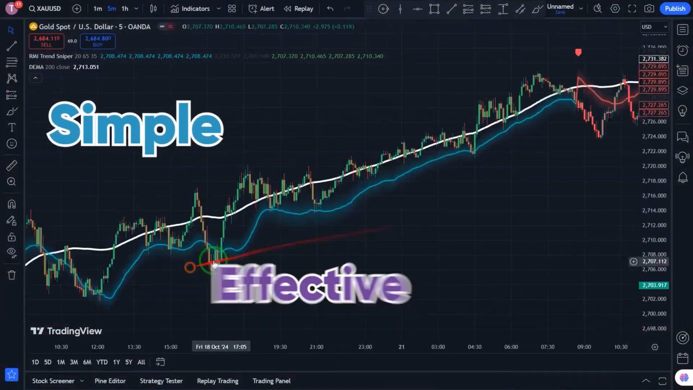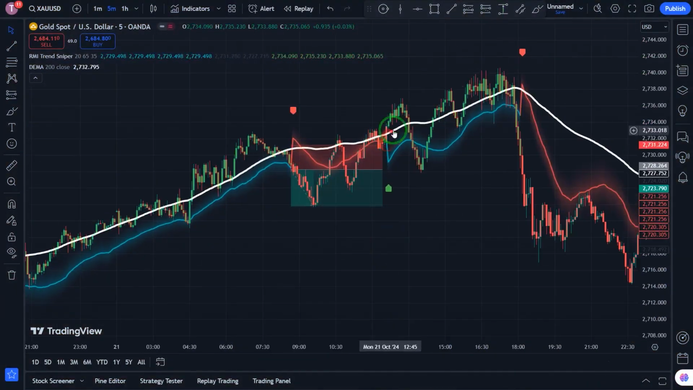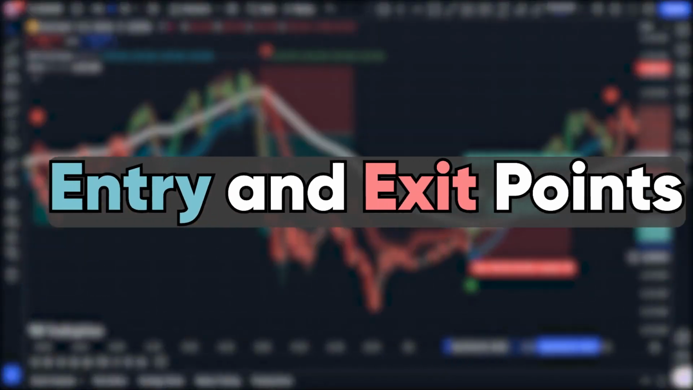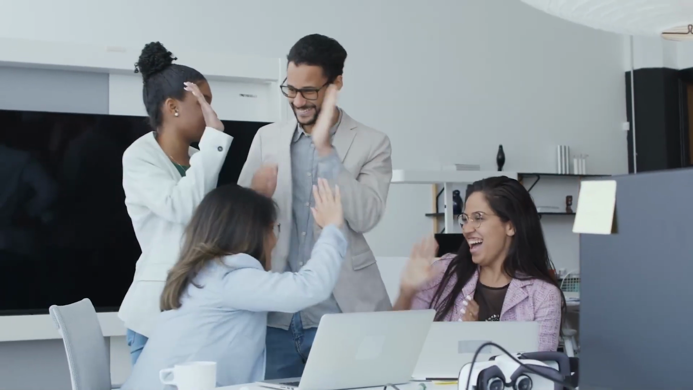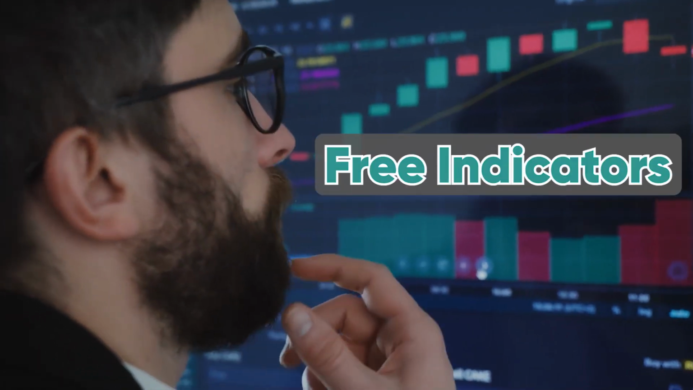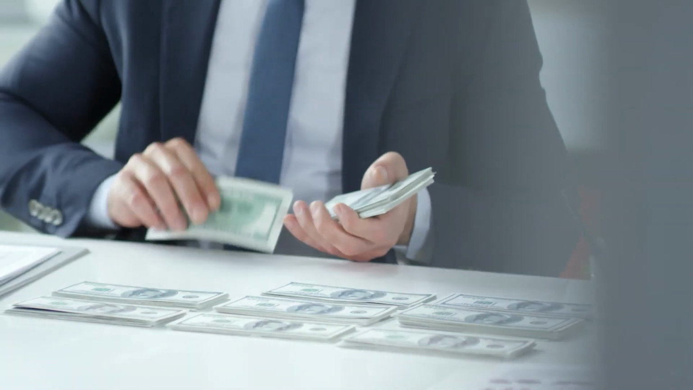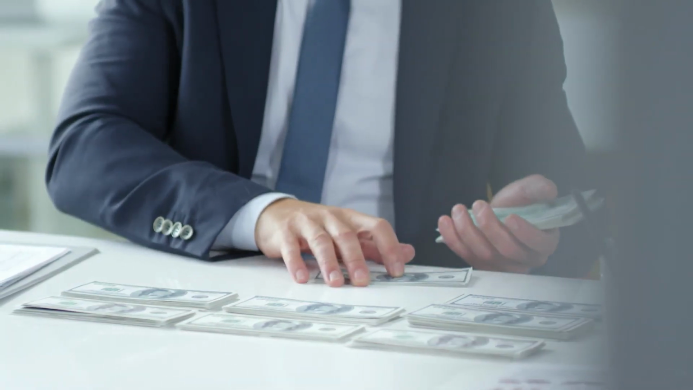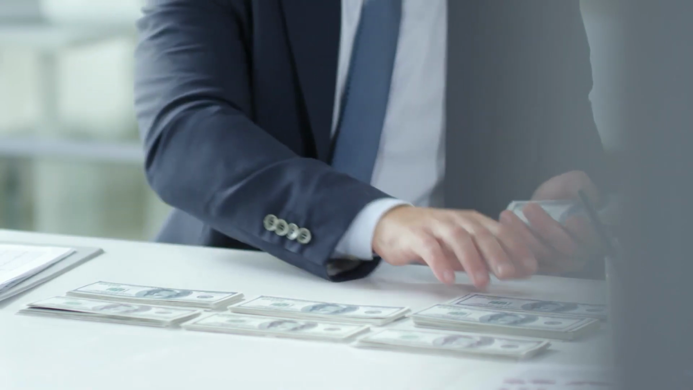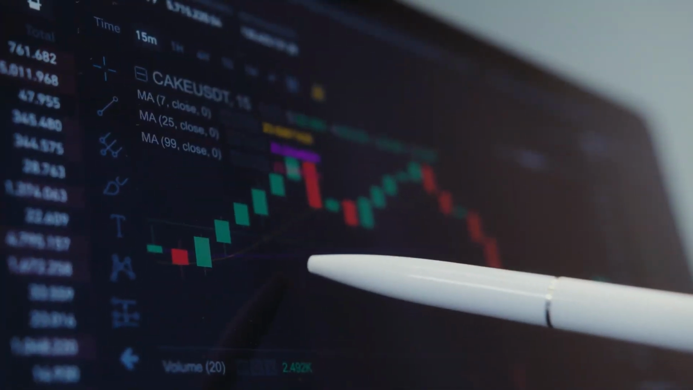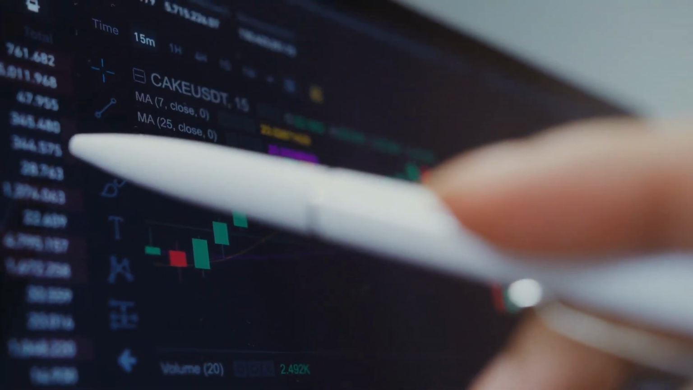With this simple and effective strategy, you can identify better entry and exit points and have more successful trades. The combination of free indicators and practical techniques allows you to achieve consistent profitability without complexity and confusion. Remember that the key to success in financial markets is practice and adherence to trading rules.